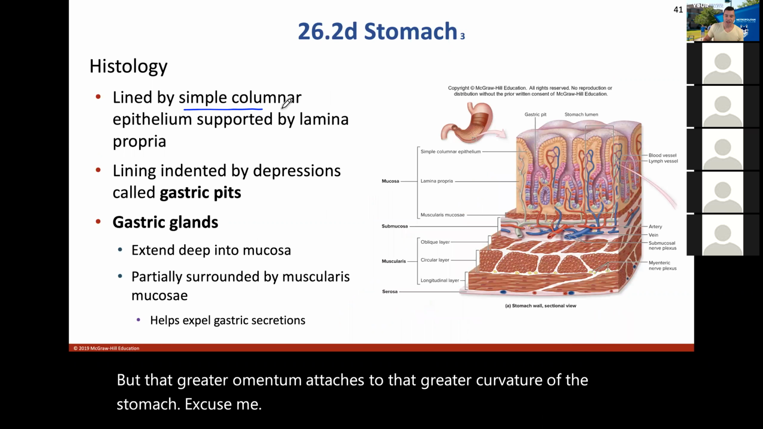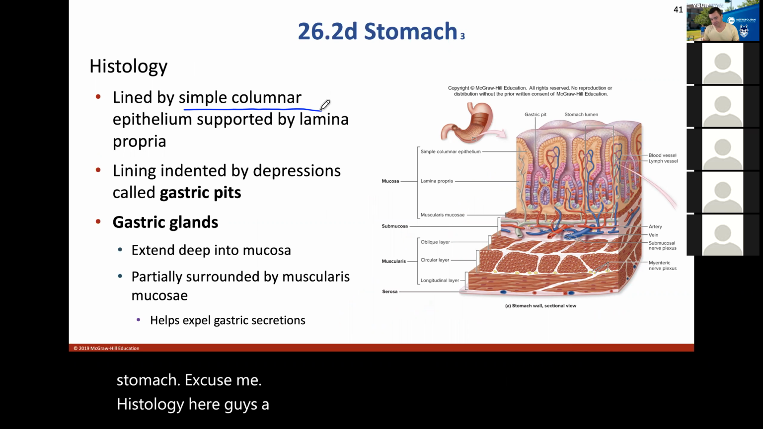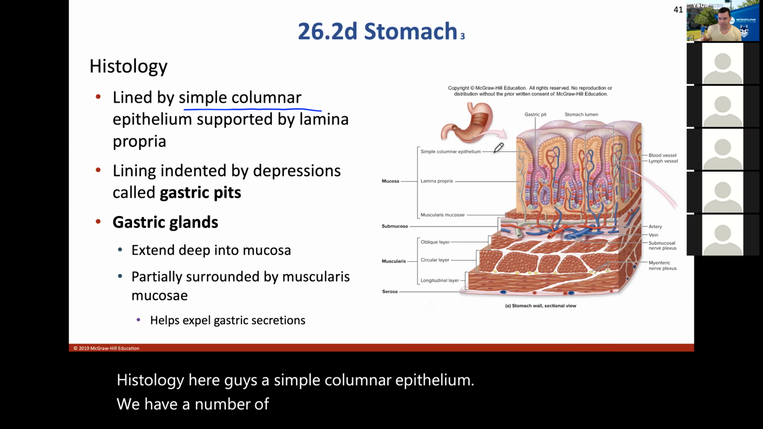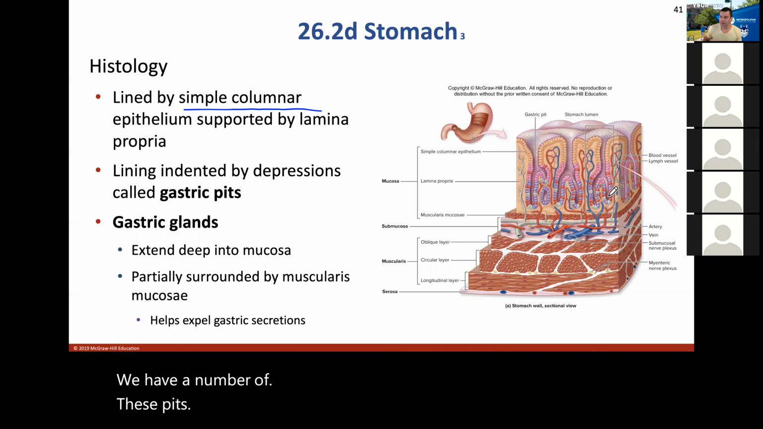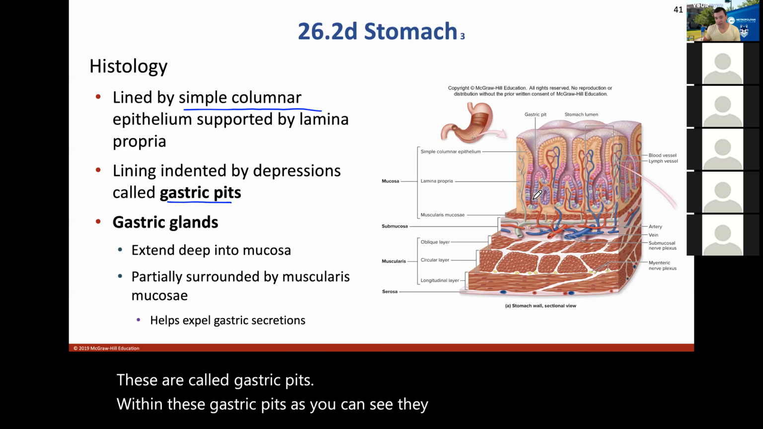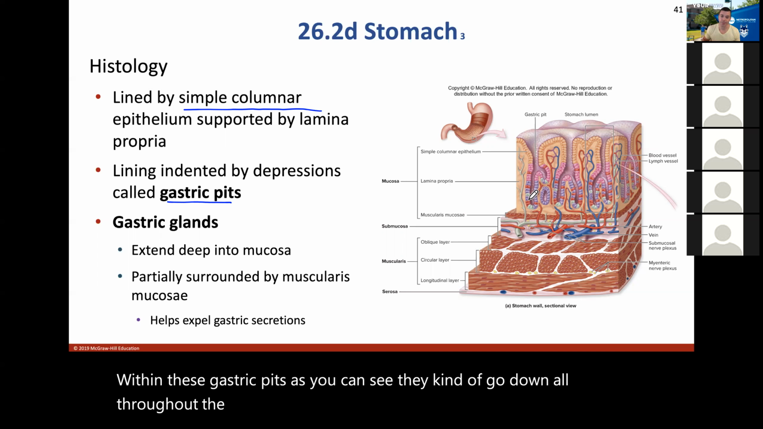The histology here, guys, is simple columnar epithelium. We have a number of these pits. These are called gastric pits. Within these gastric pits, as you can see, they go down all throughout the mucosa.